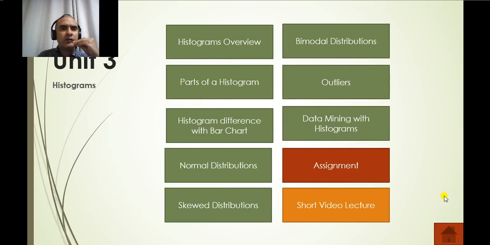Hi everybody, welcome to unit number 3. In unit number 3 we're going to be talking about histograms. So let's go first to the overview of what histograms are.